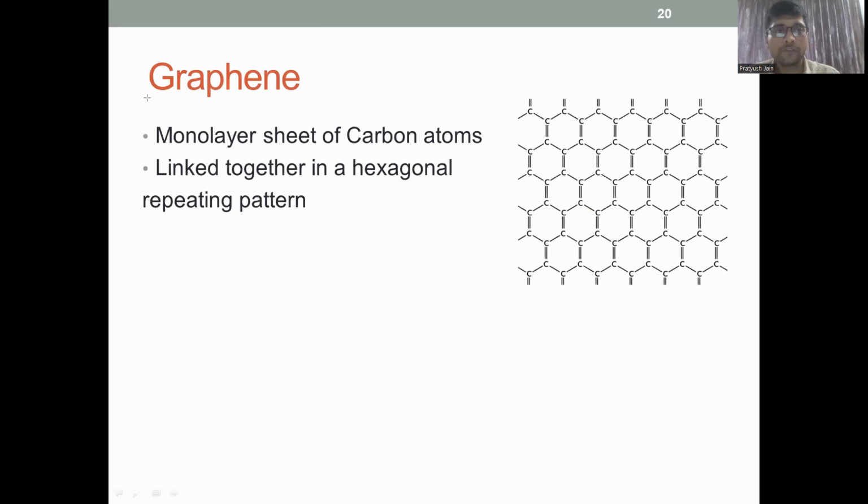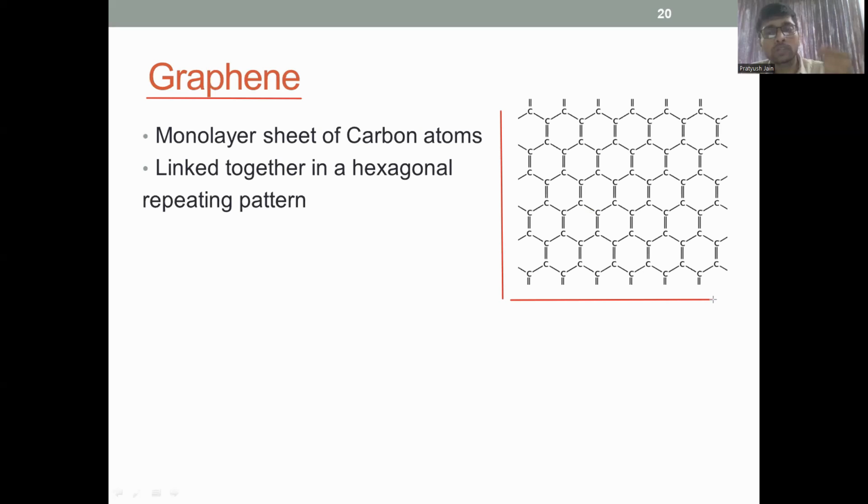Let us now discuss graphene. Graphene is nothing but a monolayer sheet of carbon atoms. This is a structure of graphene. Its length and breadth can be more than 100 nanometers. Graphene is a 2D nanomaterial.